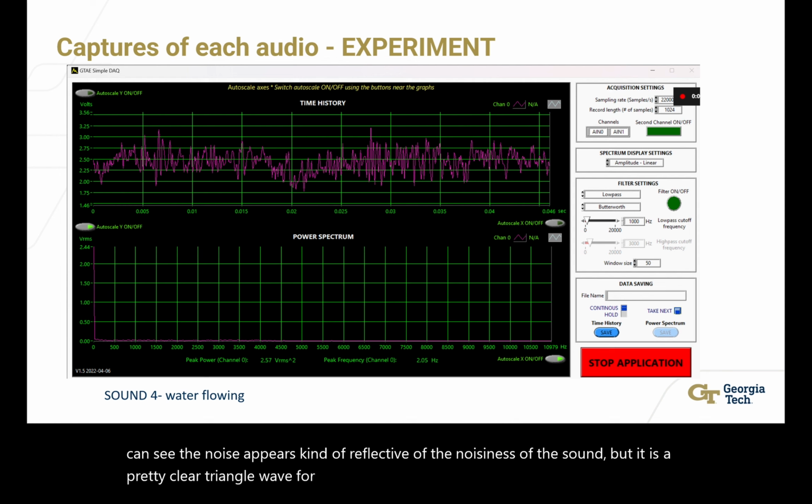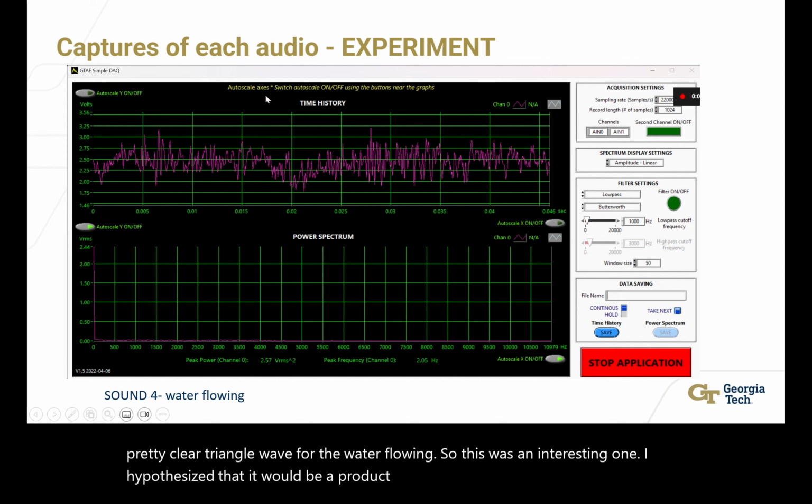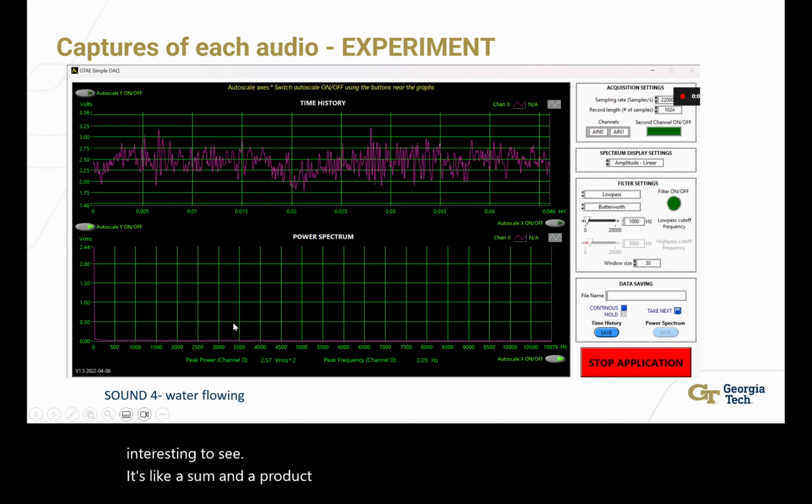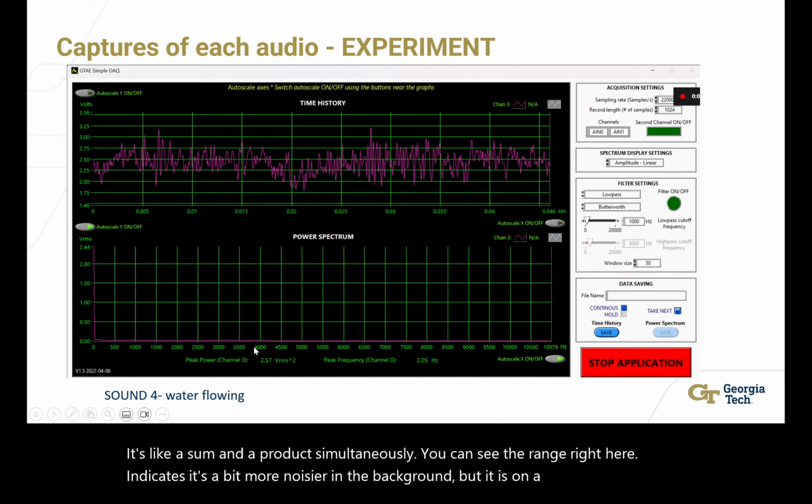For the water flowing, so this was an interesting one. I hypothesized that it would be a product of sines, and it's somewhat interesting to see it's like a sum and a product simultaneously. You can see the range right here indicates it's a bit noisier in the background, but it is on a lower register.